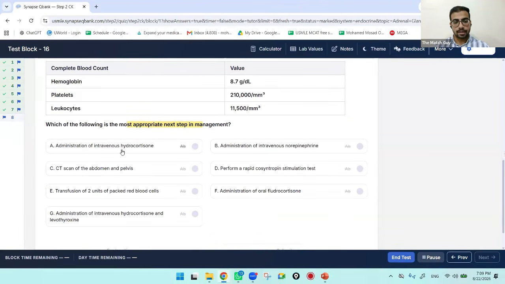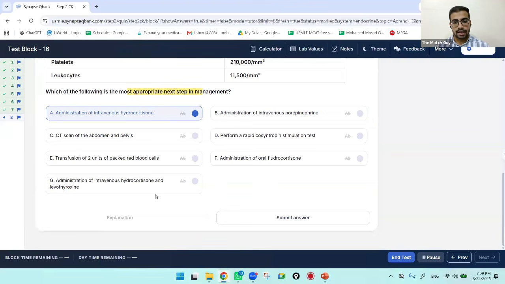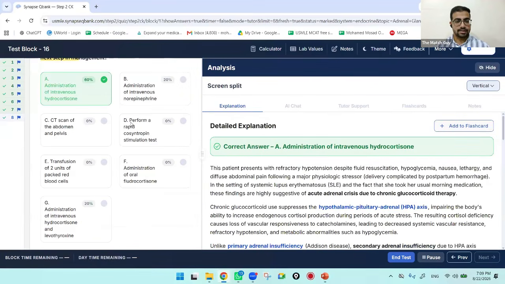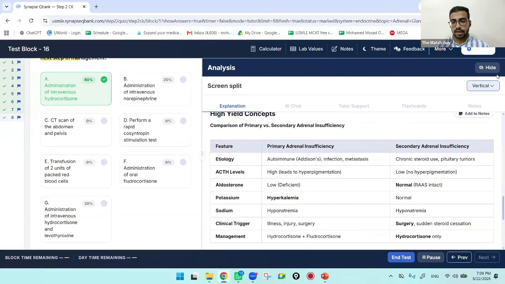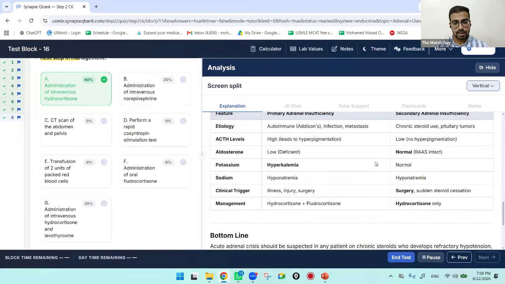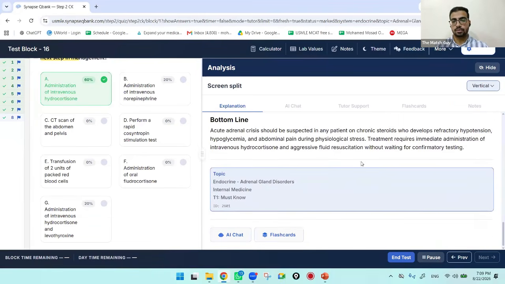We said what's the first step? Administration of IV hydrocortisone. That's deficient. We're just going to replace it. That's the answer. And here you have the difference again between primary and secondary adrenal insufficiency that we mentioned, but in a table format, and how you can differentiate between them.